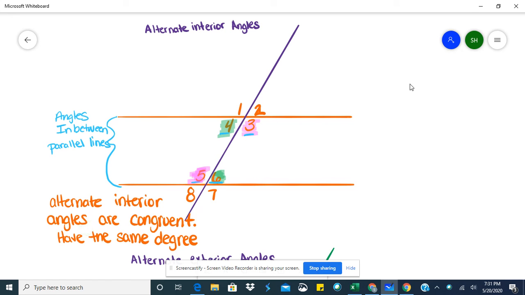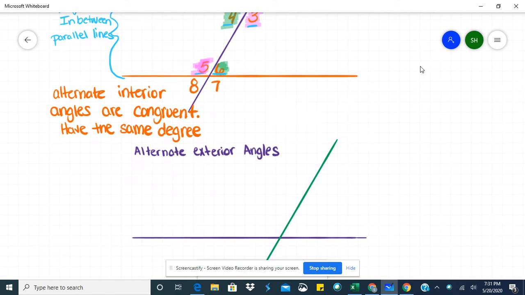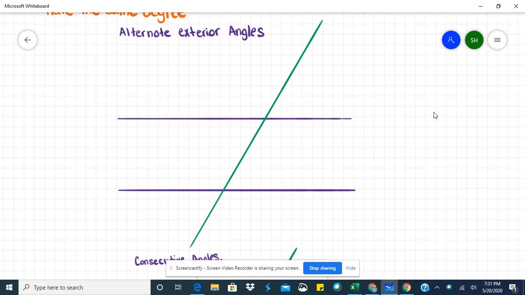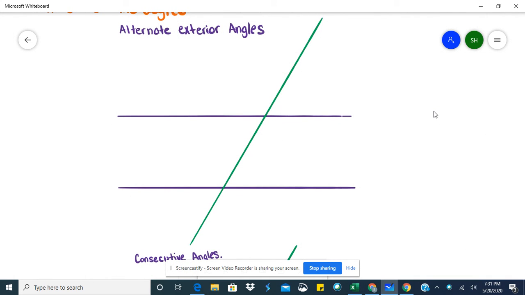So now we're going to go on to our next one, which is alternate exterior angles. Here's my angles. Again, I'm going to number them for you. We have 1, 2, 3, 4, 5, 6, 7, 8. So alternate exterior angles are the angles that are outside of the parallel lines.